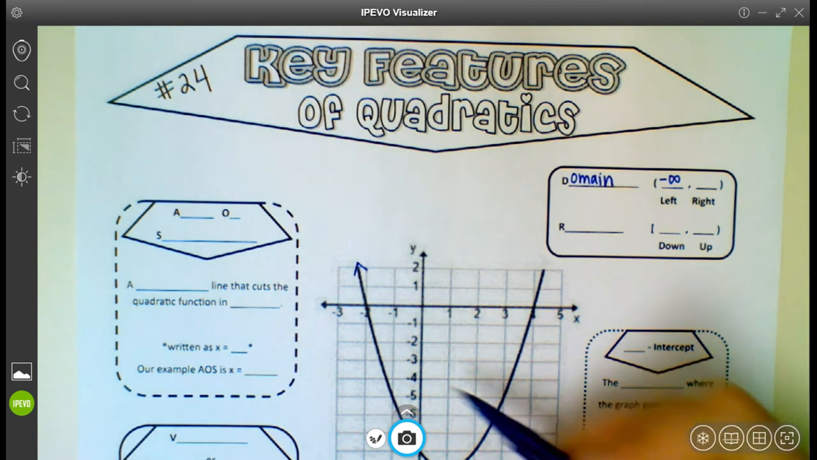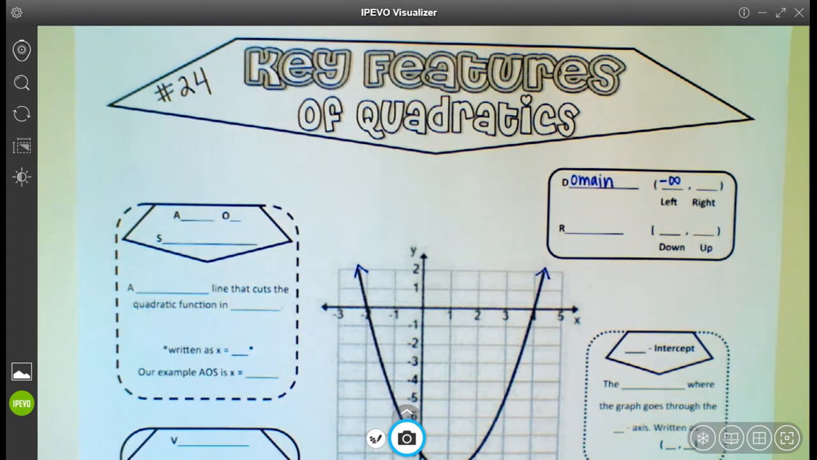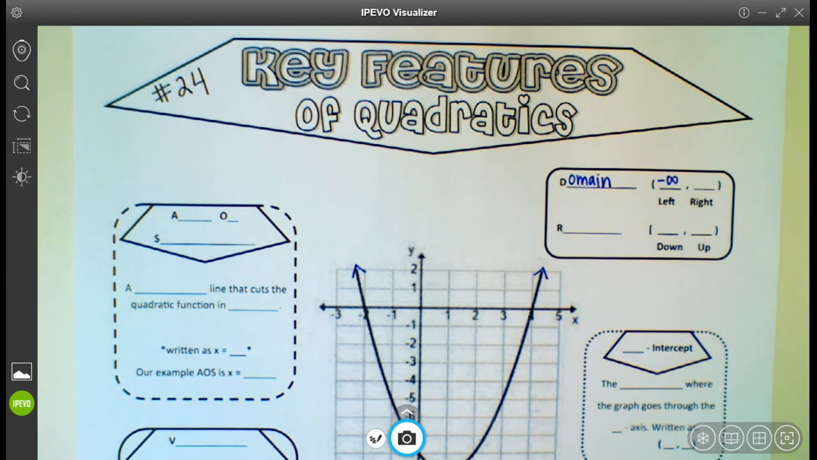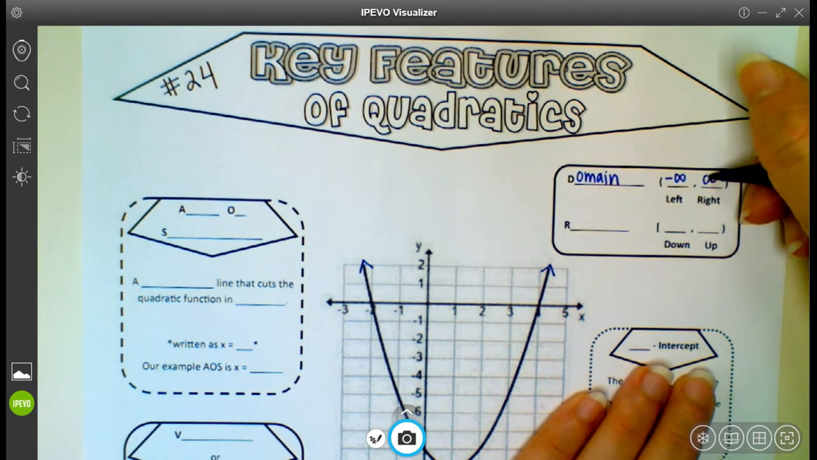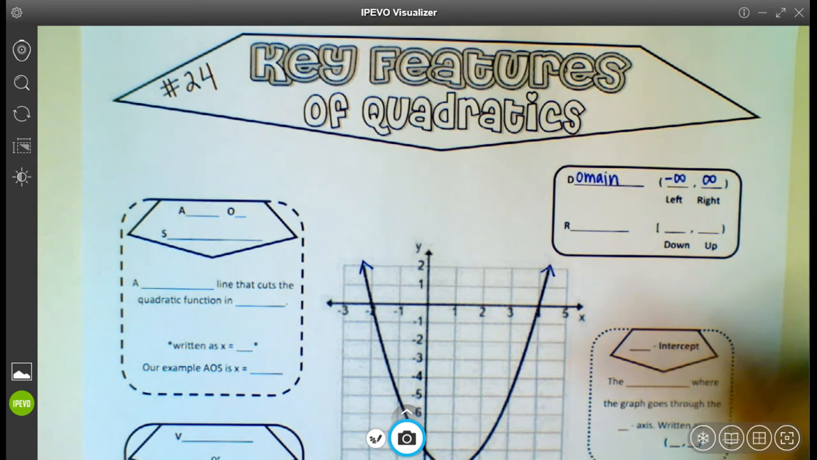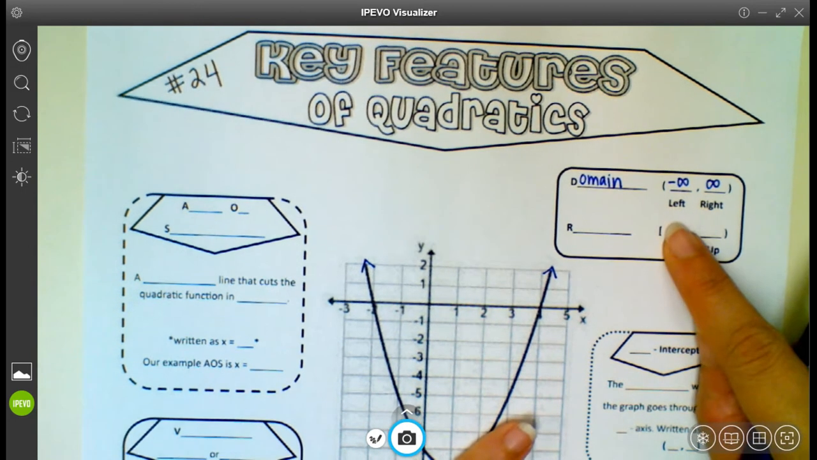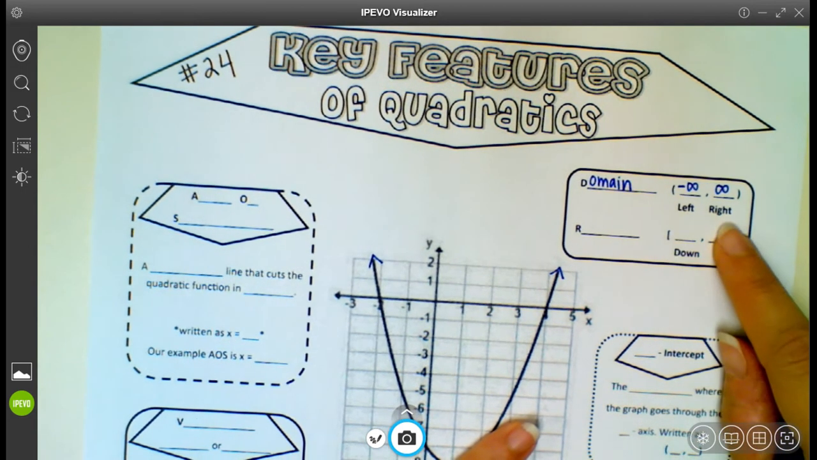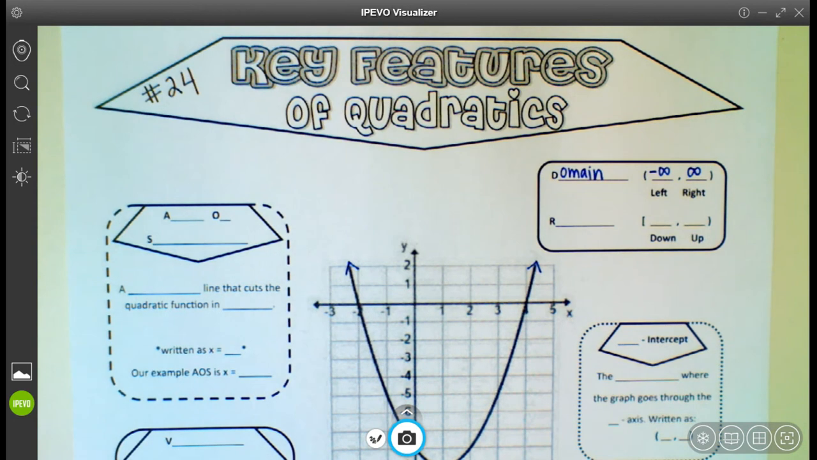Same idea on the far right-hand side of the U shape. We are going up more and more, which means there is no stopping me in going in the right direction, or in the positive numbers, infinitely. So we'll use positive infinity to denote that we can just keep going in our U shape. So that is the domain. Domain is left to right. Okay, now let's talk range.